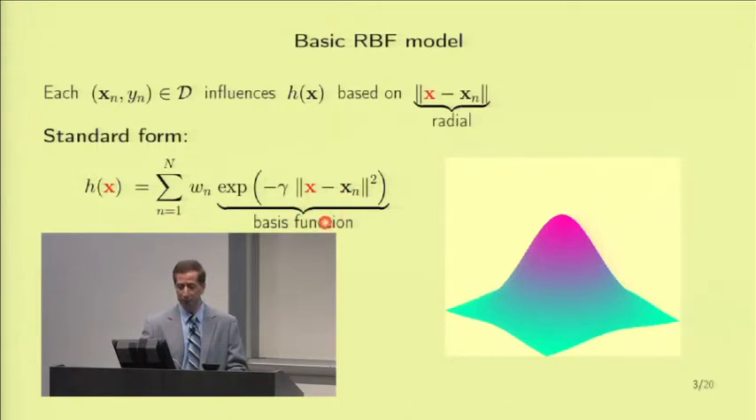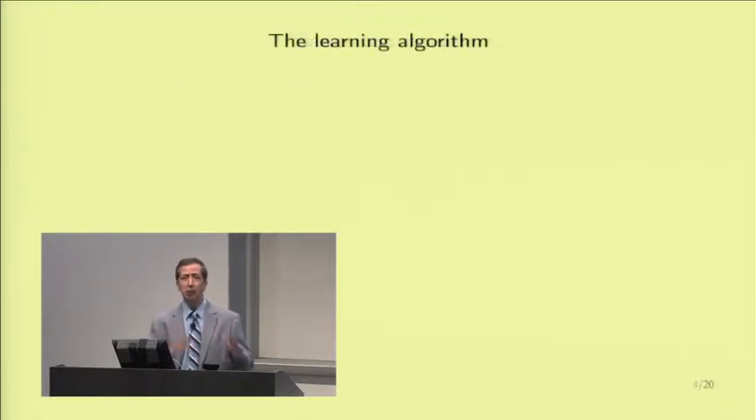Most people will use a Gaussian like this, and this will be the functional form for the hypothesis. Okay. Now we have the model. The next question we normally ask is, what is the learning algorithm? So what is a learning algorithm in general?